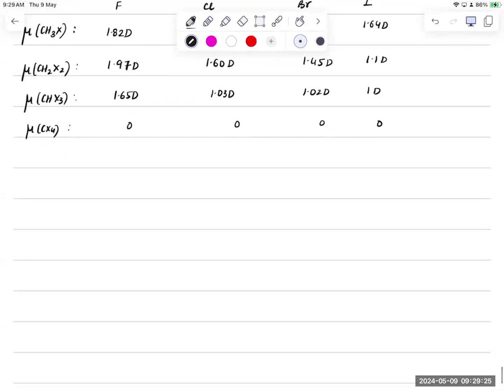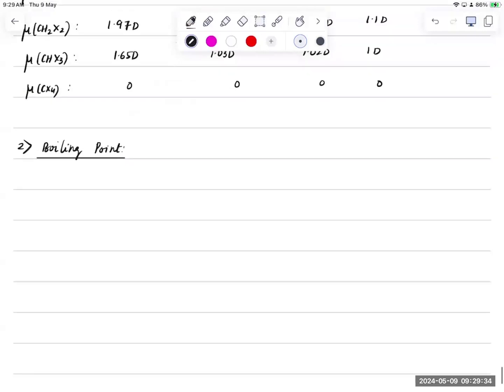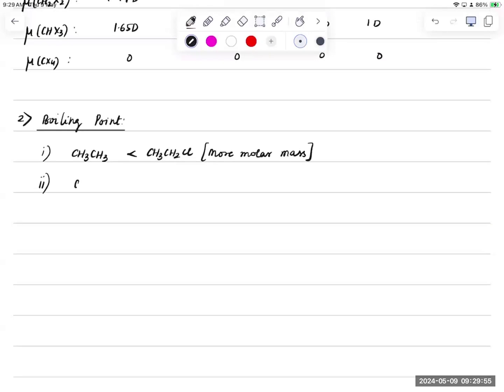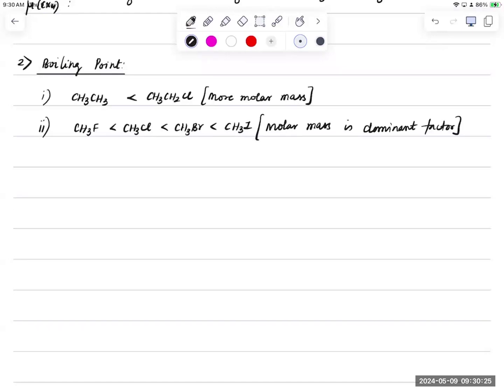Okay, next. The second issue is boiling point. Generally, if you have an alkane, CH3, compared to CH3CH2Cl with the same number of carbons, definitely the alkyl halide will have more because it has more molar mass, and a small amount of dipole moment is also helping. Second, if you have CH3F, CH3Cl, CH3Br, and CH3I, always remember the molar mass of iodine is very dominant. Molar mass is the dominant factor. So that's why iodides will always have more boiling point compared to bromides, chlorides, and fluorides.